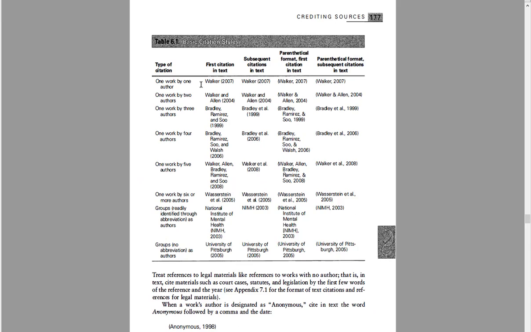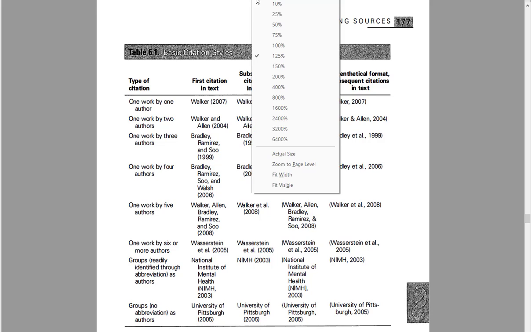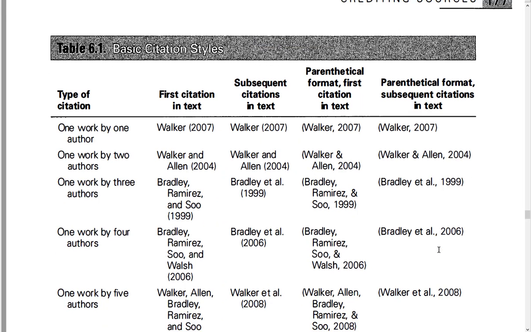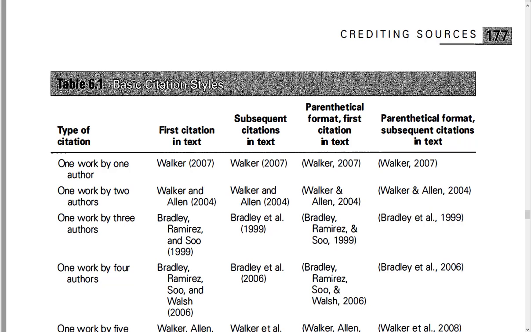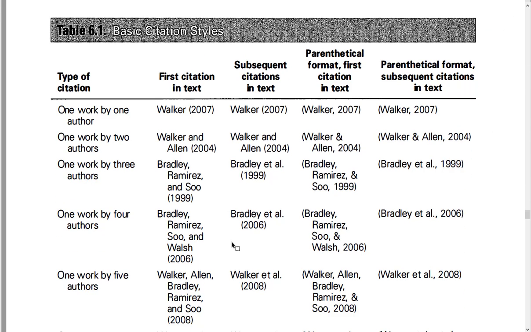What I want to show you is this chart right here. And again, I'm going to get that back up to that larger font. This is a table, and I want you to go ahead and mark this. This is page 177 in your APA style manual. This is really important because it tells you how to do what we call in-text citations. So anytime that you have a source that you use, you're going to use an in-text citation. Now, the most common one is this one right here. It's one work by one author. This is like someone wrote a book.